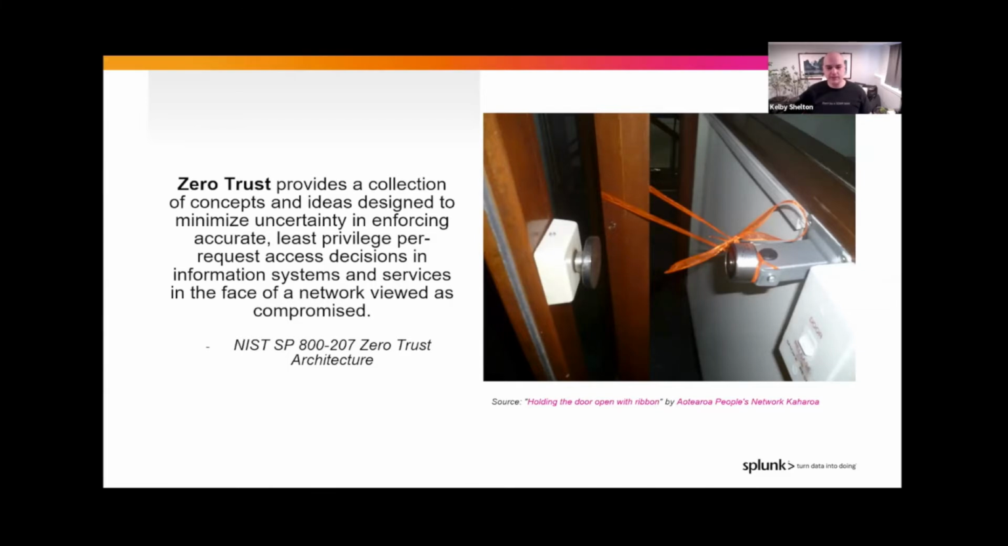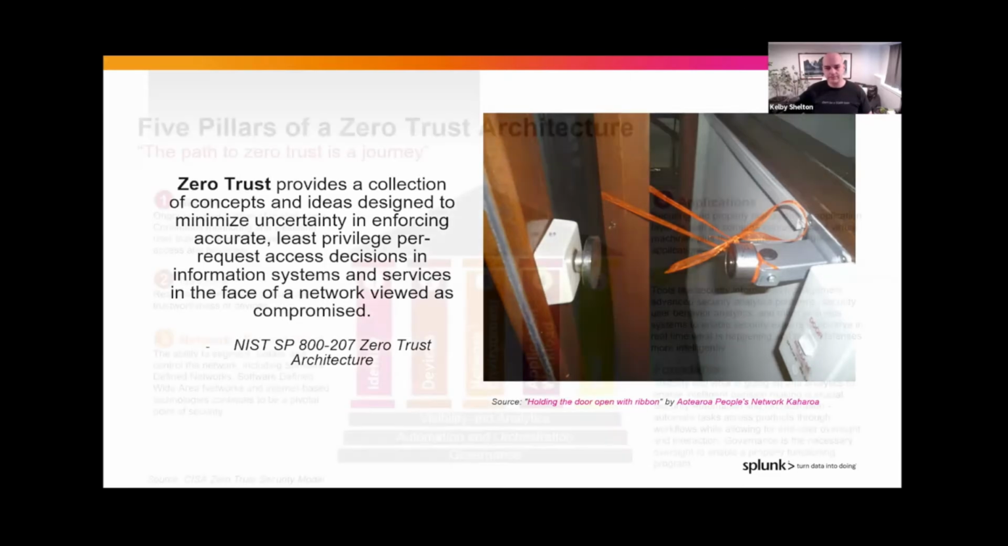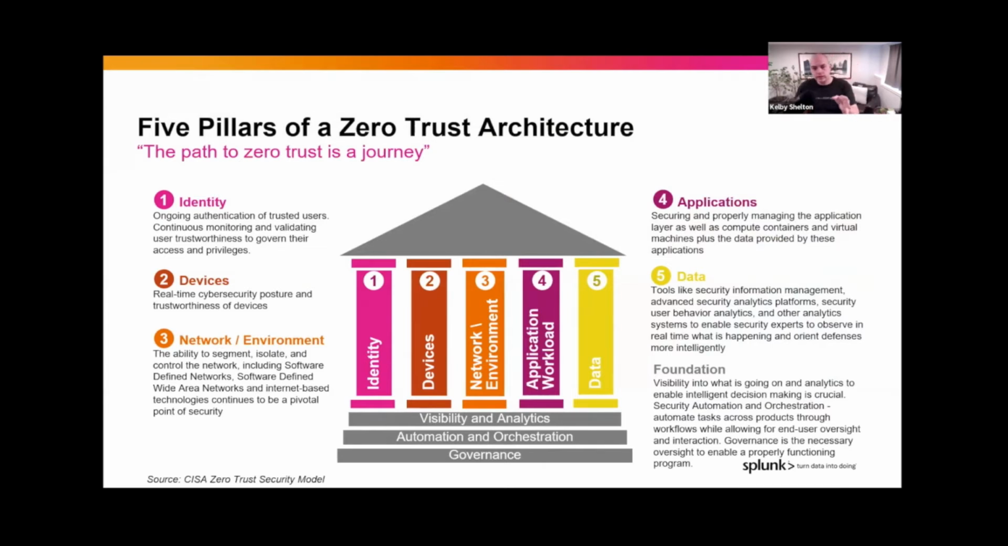So let's talk about some of the great guidance from NIST and CISA and how it can be applied to automation. On your screen here are the 5 pillars of zero trust defined by the CISA security model. This is just one way to think about adopting zero trust. It carves it up into identity, devices, network, applications, and data. And along the bottom there, along those steps, there are three major foundational elements: visibility and analytics, automation, and governance.